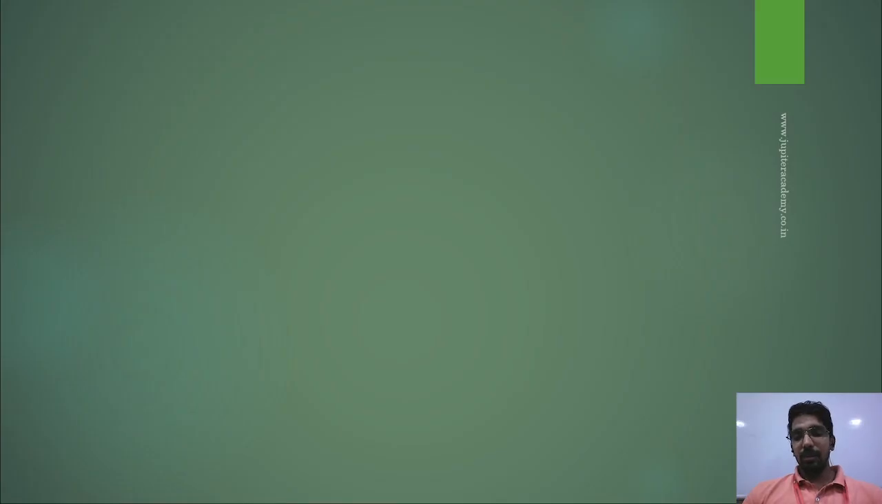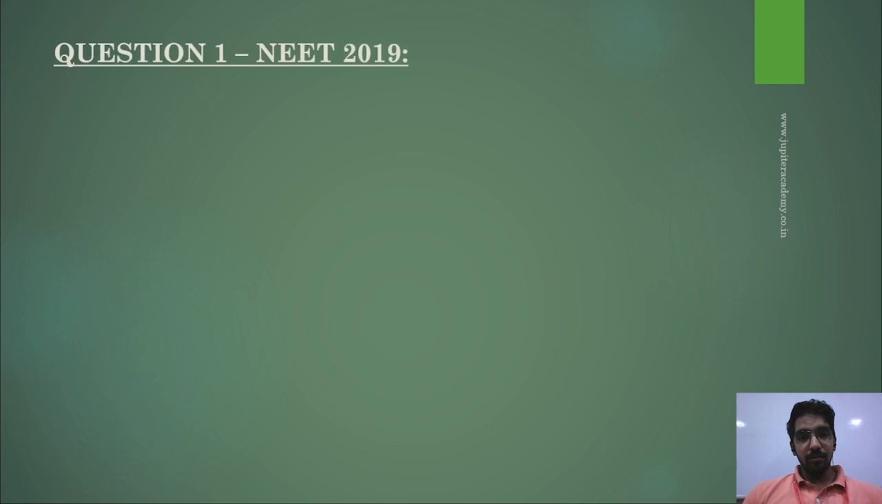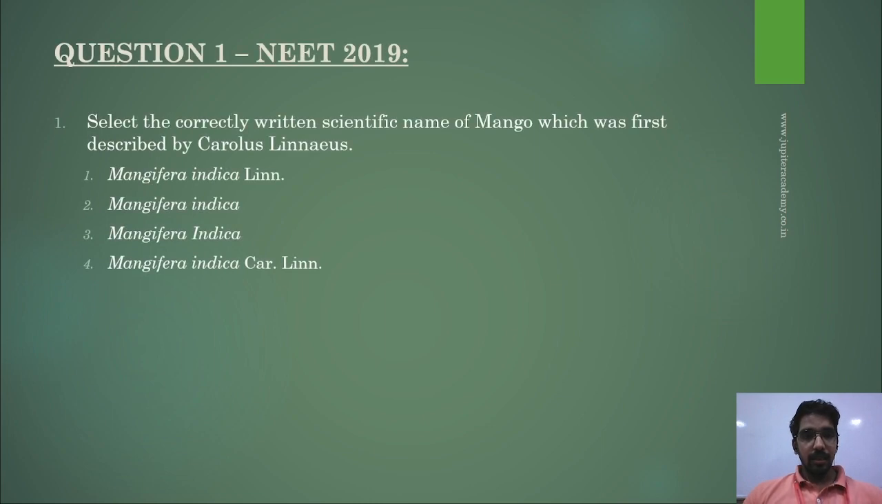So let us start with question number 1, which is from NEET 2019. The question is, select the correctly written scientific name of mango, which was first described by Carolus Linnaeus. So what are they asking? They're asking for the scientific name of mango, and they have already given that the author is Carolus Linnaeus. Based on that, we have four options.